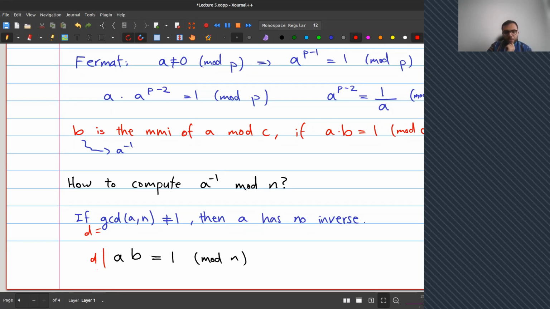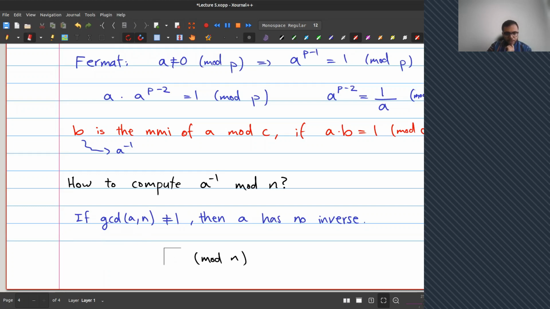So it doesn't matter what I'm using as B, I'm just getting multiples of D, right? And I cannot get one. So if the greatest common divisor of A and N is not one, then A has no inverse.